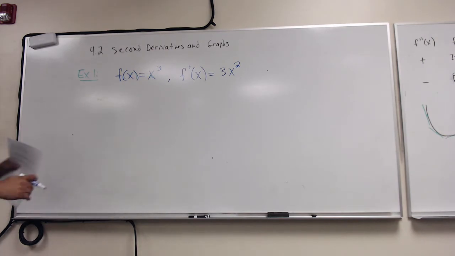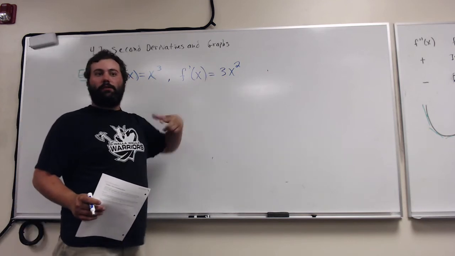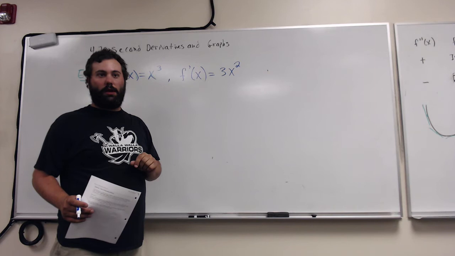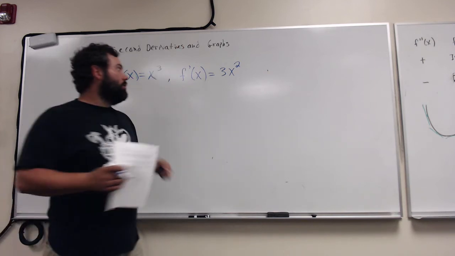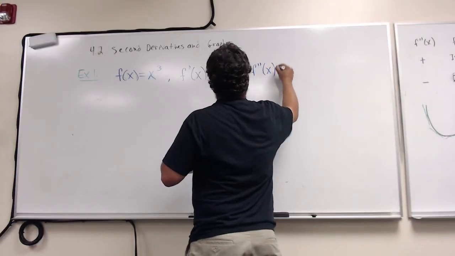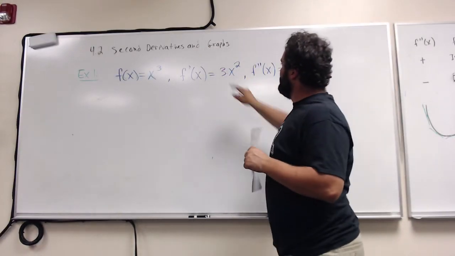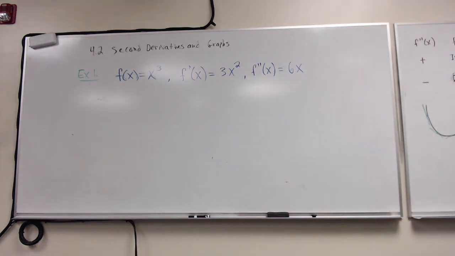Notice this is always positive except for at 0, where the derivative would be 0. So there's a horizontal tangent line at the origin, by what we talked about last time. You can take a second derivative, which is just the derivative of the first derivative, and you should get 6x.